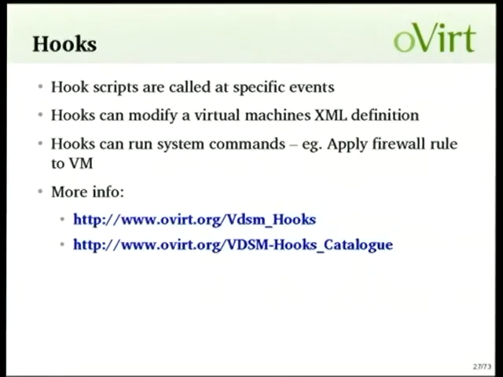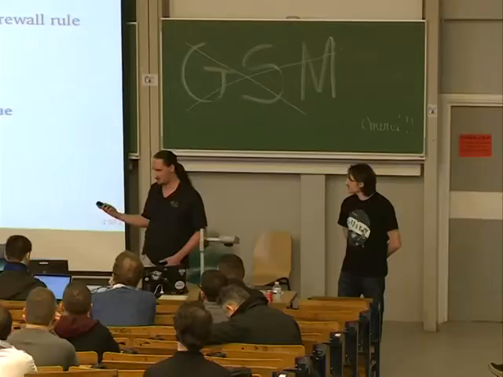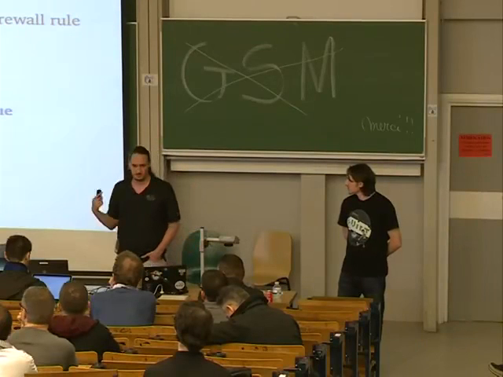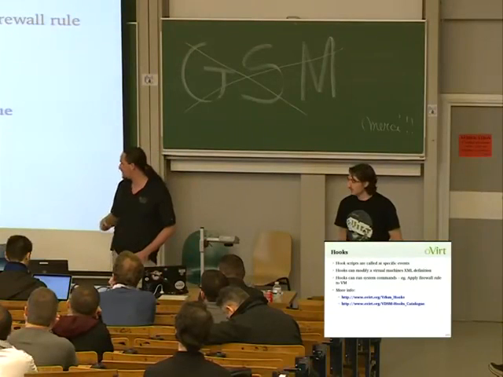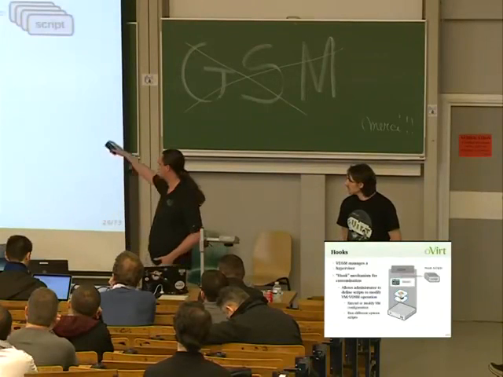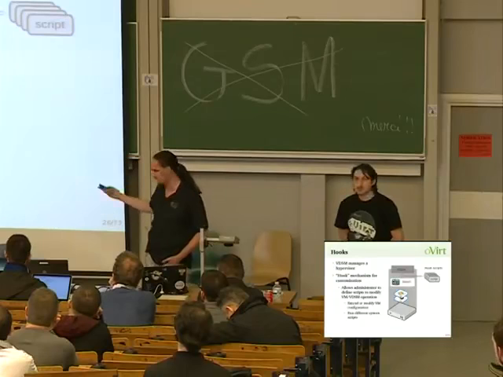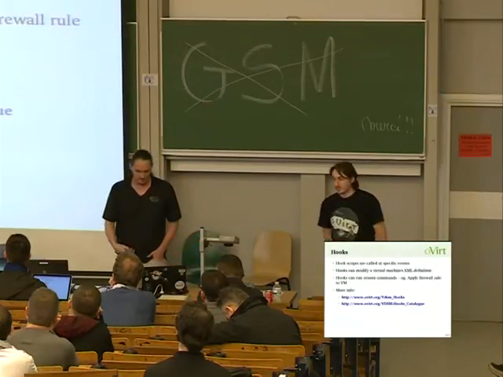So hooks are just called on specific lifecycle events. We will see the full list. And they can sometimes modify the XML structure that is sent to libvirt, because VDSM, as we can see, is using libvirt to actually run the VMs. So it basically can do everything that libvirt supports.